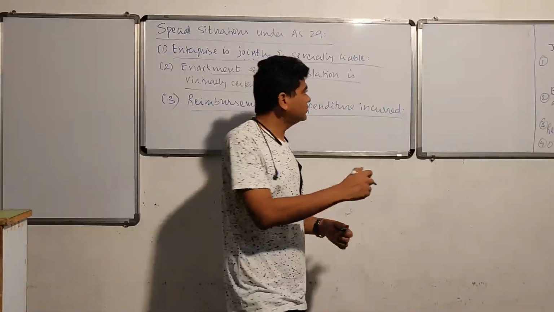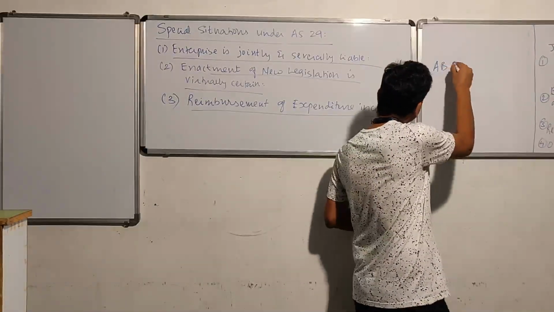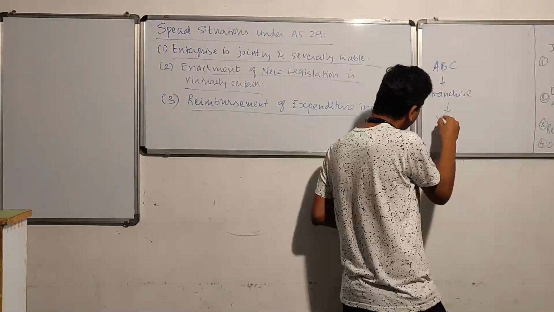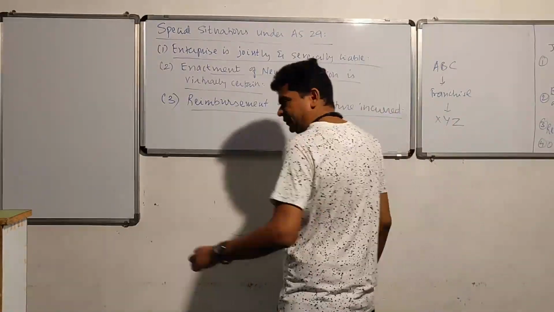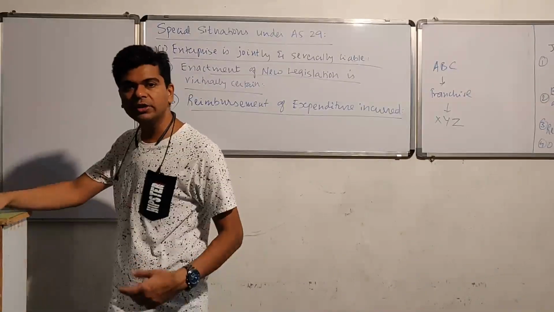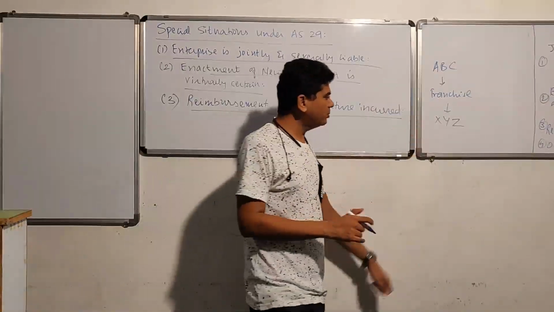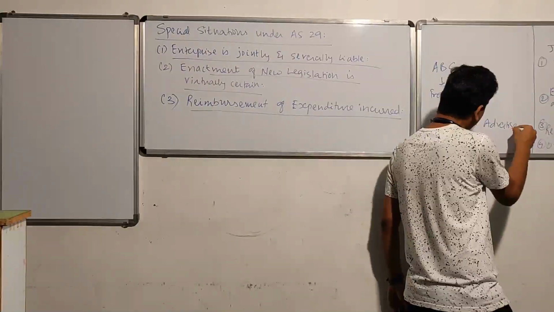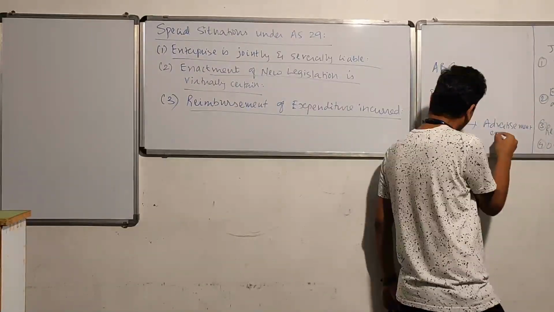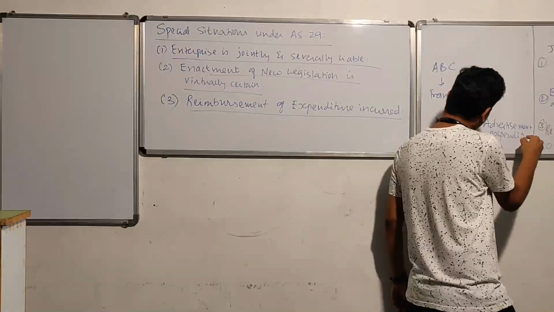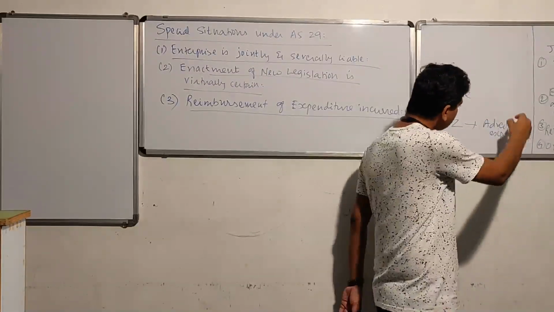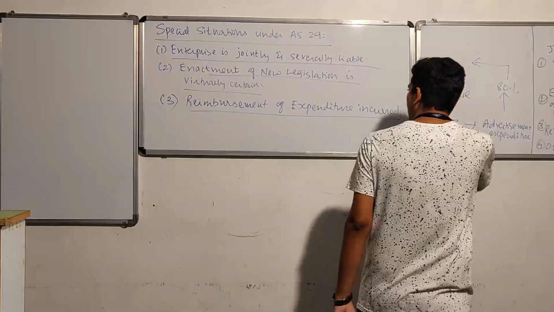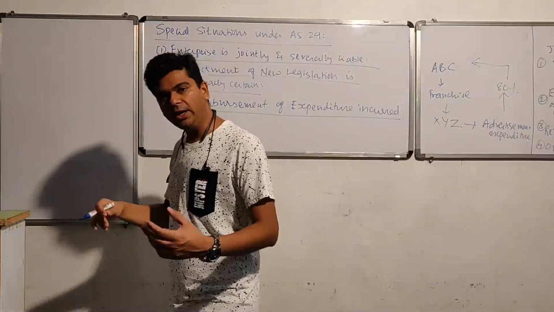So let us say there is some company ABC Limited. It has provided a franchise, let us say, to XYZ. So XYZ has a franchise agreement with ABC. Now the franchise agreement itself suggests that XYZ has to first incur some advertisement expenditure. Okay. And then the franchise agreement itself provides that 80% of this expenditure will be ultimately reimbursed by ABC.